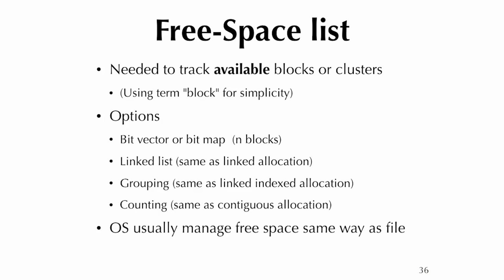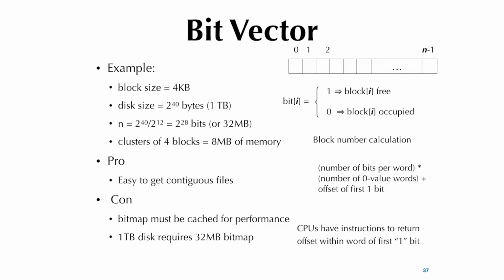Right? So bit vector would be you use a smaller structure to indicate the state. Is it allocated? Is it free? Right? And now you need to do it for the blocks. And a linked list for the free space is a lot like the linked allocation. Grouping would be linked index allocation, and counting is a lot like the contiguous allocation. And so the OS usually manages these free spaces the same way as a file.